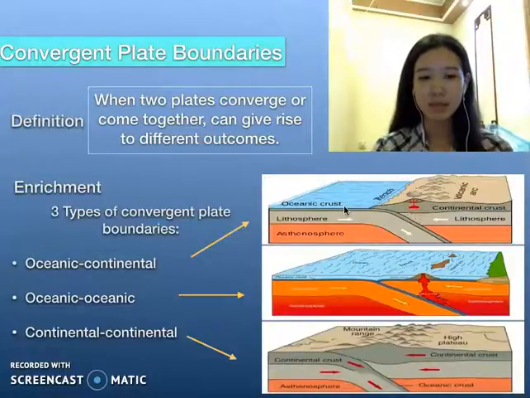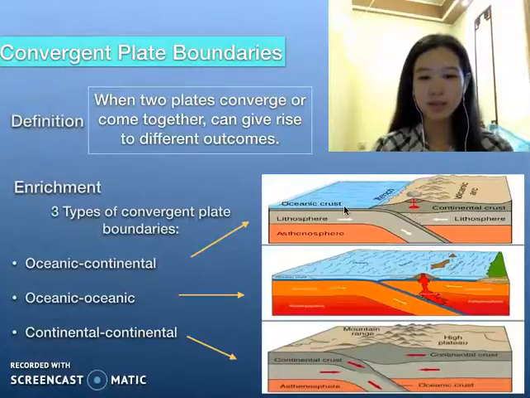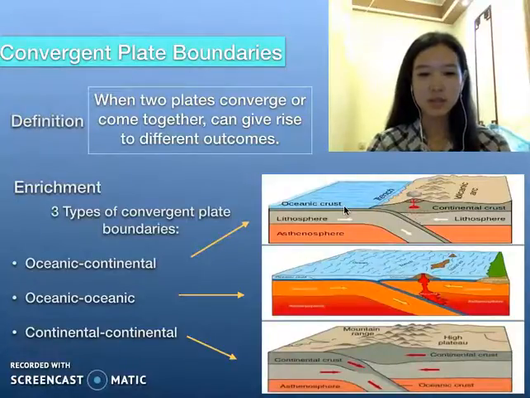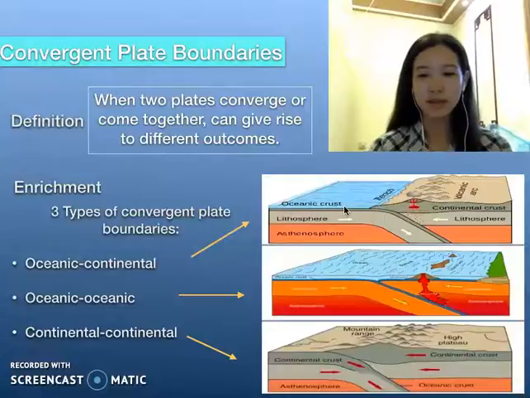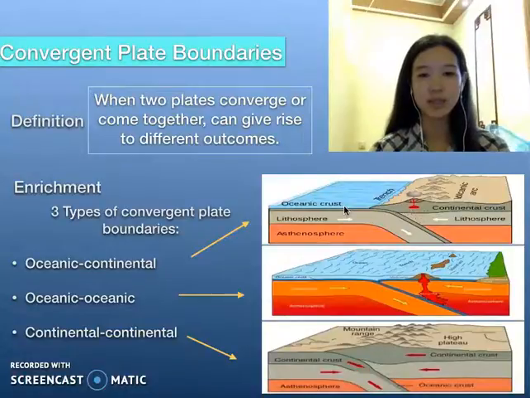And the second type is oceanic-oceanic. It means when two oceanic plates collide. And the third type is continental-continental. It just means two continental crusts collide with each other. So in sum, convergent plate boundaries are when two plates converge and collide with each other.